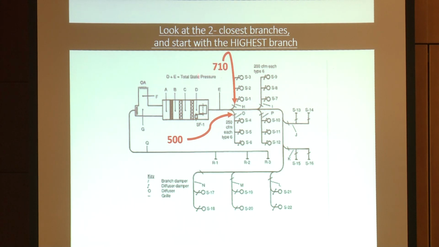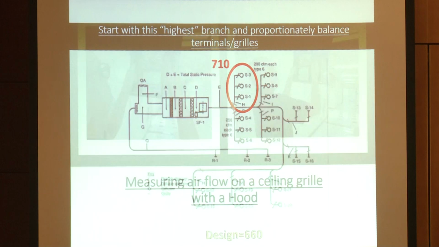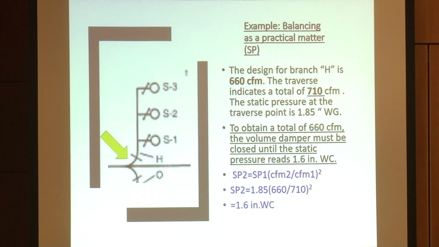We've got a 500 and we've got a 710. Guess where we're going to start? The 710, right? So we go to the 710 and we say, hey, 710, the design's 660, but you're at 710. So what do I do now? Aha, I'm going to show you those equations that you love so much, right? So here we go. We're going to go up there. We're going to make some measurements, see where we're at. Guess what? What we're looking for is 660, but we got 710. So what are we going to do?